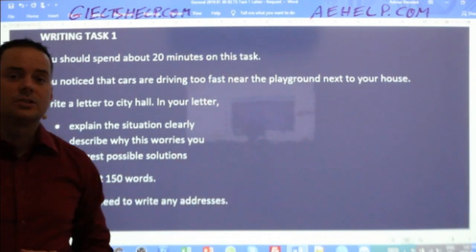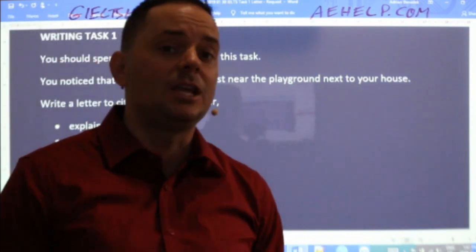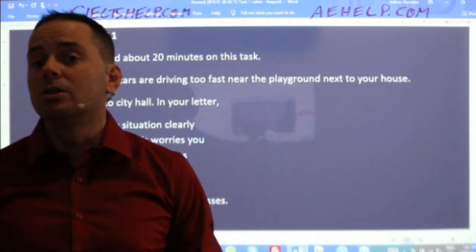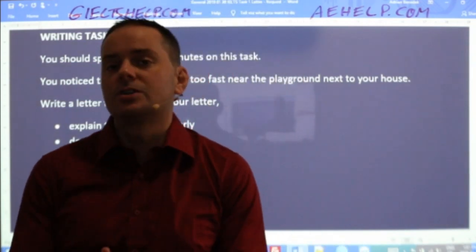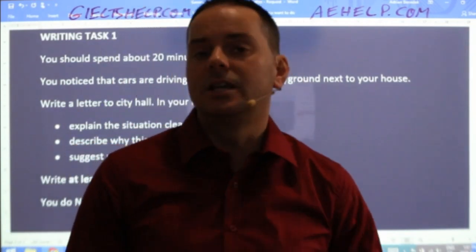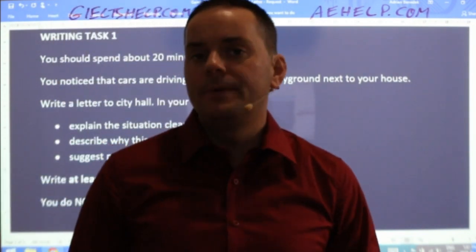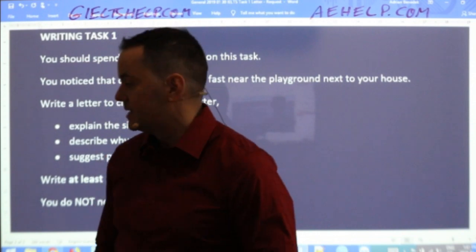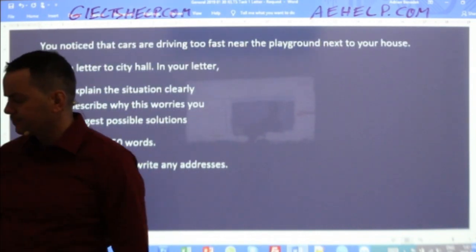Okay, great. So here we're writing a letter to the City Hall or local government about our concern that cars are driving fast near a playground next to our home, and that obviously is not a good situation.